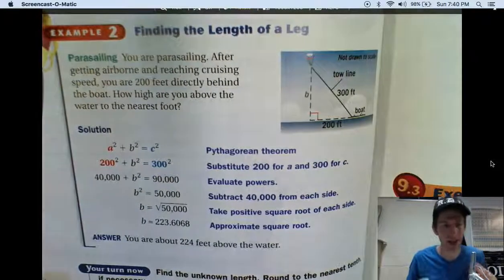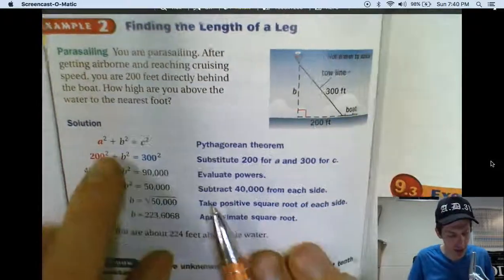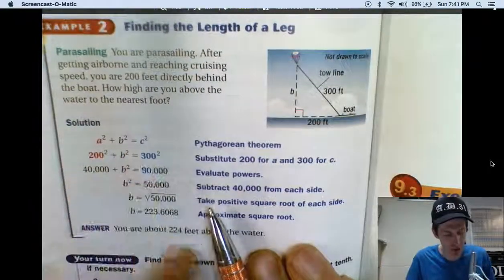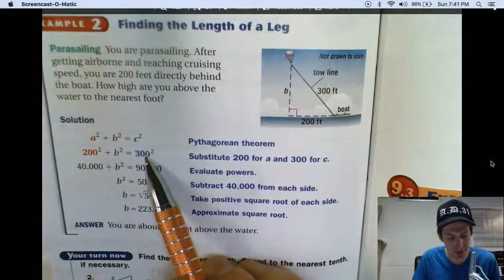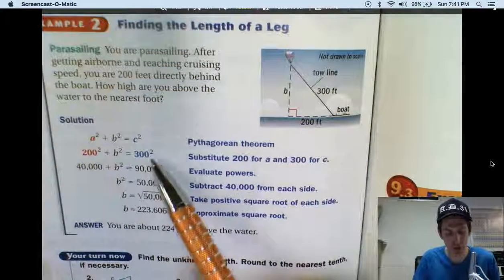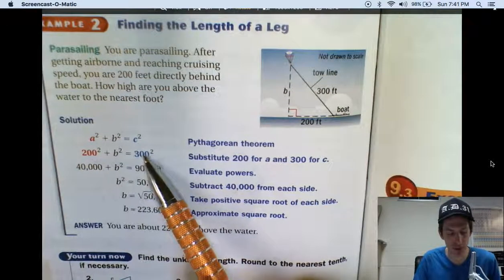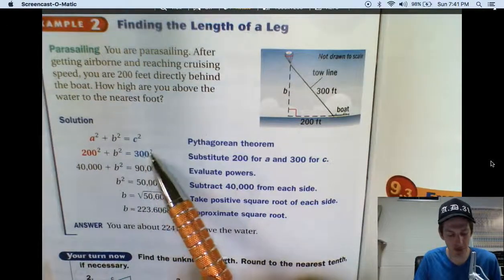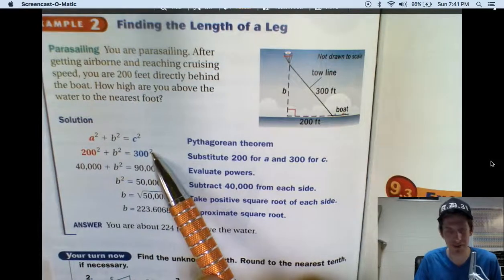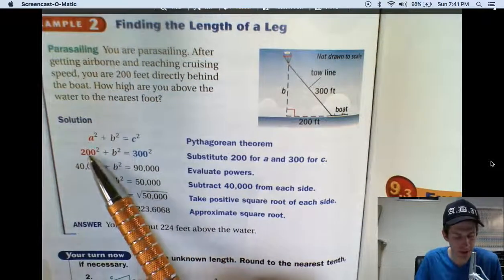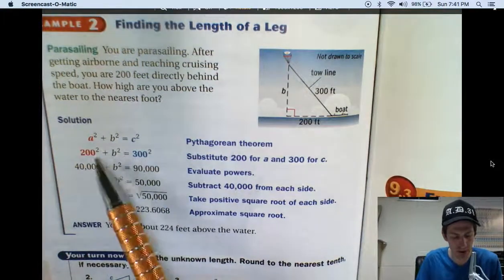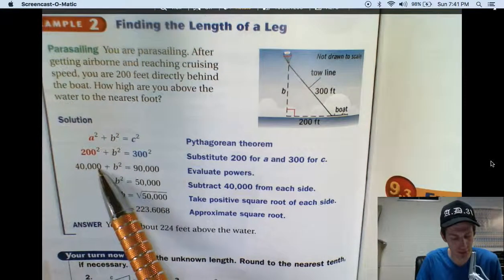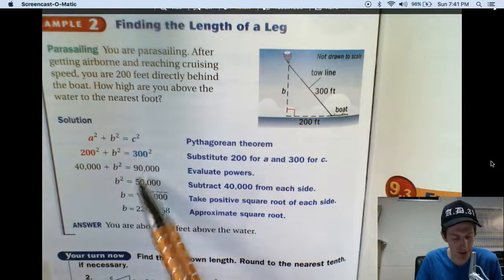So, just like every other time, write a squared plus b squared equals c squared. Plug in the numbers you know. We know that c is 300. Now, don't just put 300. You better put 300 in for c. You're still going to have to square it. Alright? Okay, now we've got 200 for one of the legs. We're going to figure out this other leg. 200 squared is 40,000. 300 squared is 90,000.